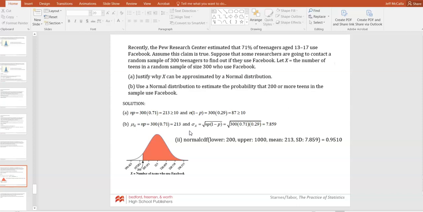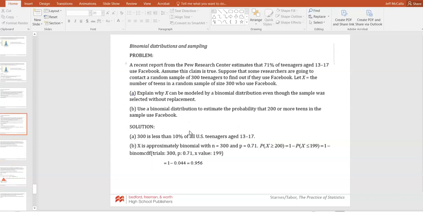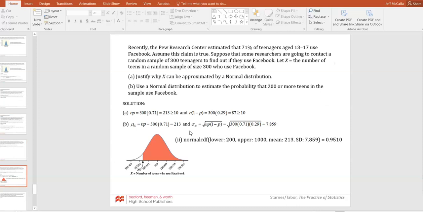calculating the mean and standard deviation, and plugging it into the norm CDF. We got an answer very close. That answer is 0.95, the other answer is 0.956. Just a different way of approximating this answer. So you could use either way.